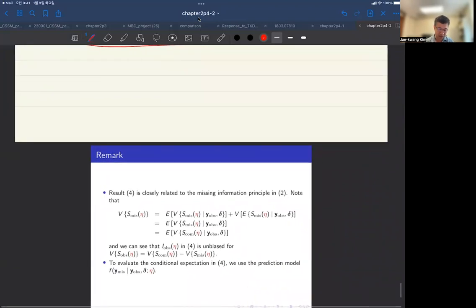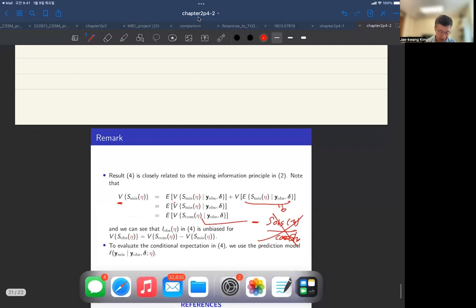So result 4 is closely related to the missing information principle, and I think I already covered this. Basically, the first equality is just variance as expectation of variance plus variance of expectation, and then this guy is 0. So then you get this one, and from here, the third equality, originally you have a minus S obs here, but this is constant, so you can safely ignore it in the computation.